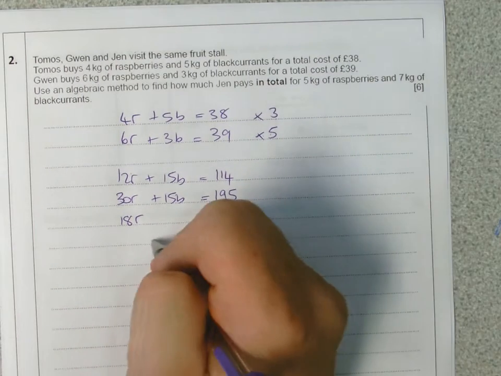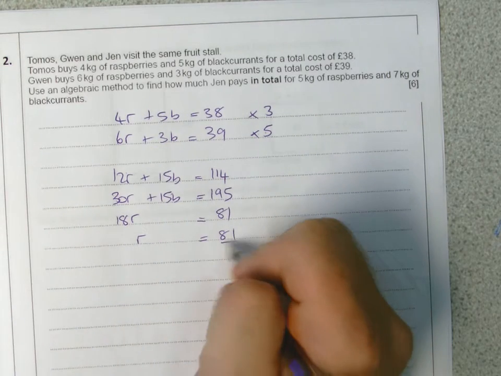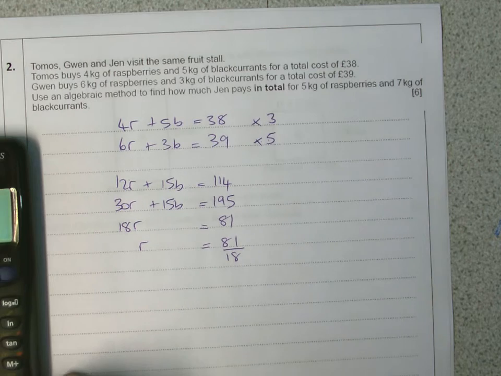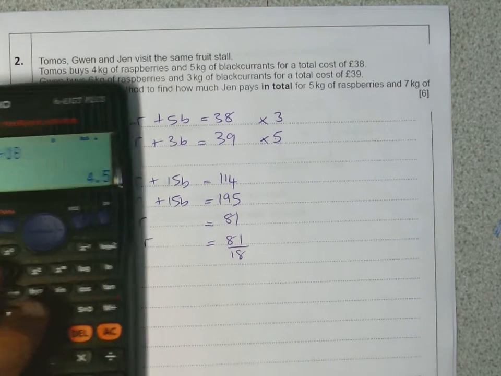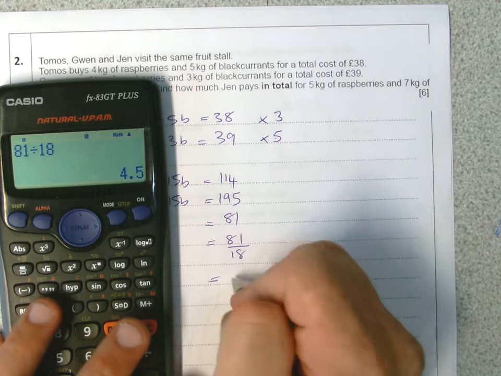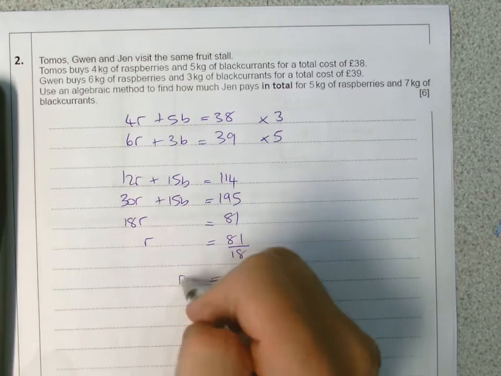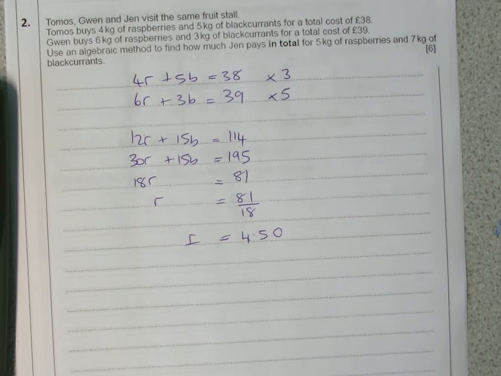So R then will equal 81 divided by 18. Okay, so that looks a rather strange number, strange fraction. But when you work it out on your calculator there, it actually comes out quite nice, 4.5. So of course £4.50 would be the cost of raspberries. Okay, excellent. So raspberries is £4.50.